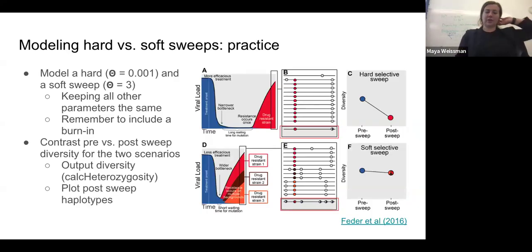You can also plot post-sweep haplotypes, although the thing I would like to get is heterozygosity before, at the end of the burn-in, and then after the sweep. And like I said, feel free to copy and paste the code and adapt the code I have on the previous slide and like 2 slides ago where I was talking about ending a sweep.